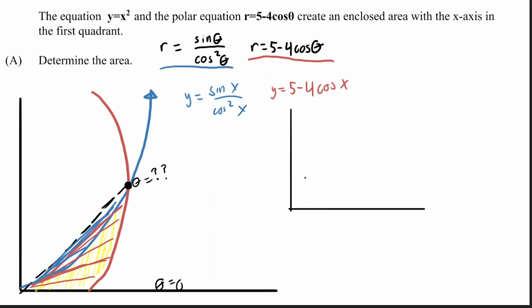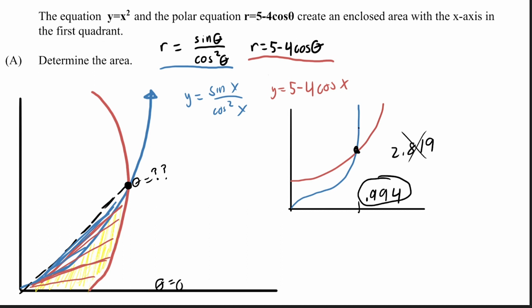So graphing the blue equation, actually I'll start with the red equation. It looks something like this. And the blue equation looks something like this. And so the intersect is right here, where x equals 0.994 and y equals 2.819. And so the y value is the radius length, which we don't really care about, because what we care about is the theta, the angle. And so theta equals 0.994.